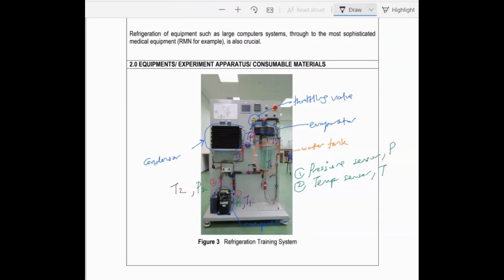And then there are control meters here, number one, number two, from which you must read the pressure and temperature values after a certain time, after the process is installed.